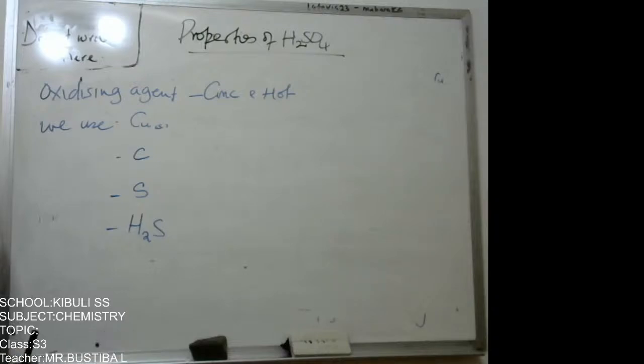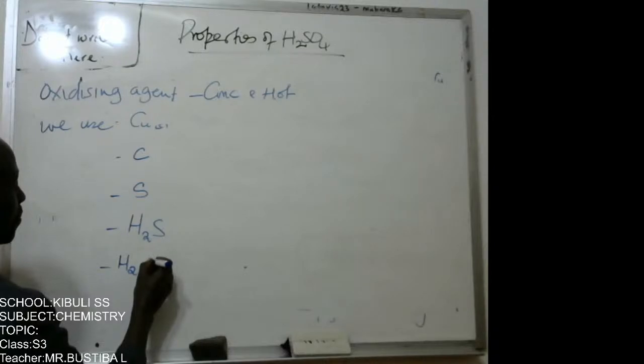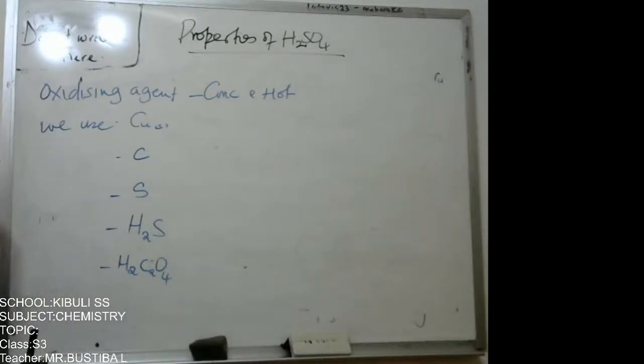Do you have the notes of oxalic acid? So what's the formula for oxalic acid? H2C2O4. Those are the 5 possible reactions. Of the 5 possible reactions, these 3 are very common, then followed by these 2.